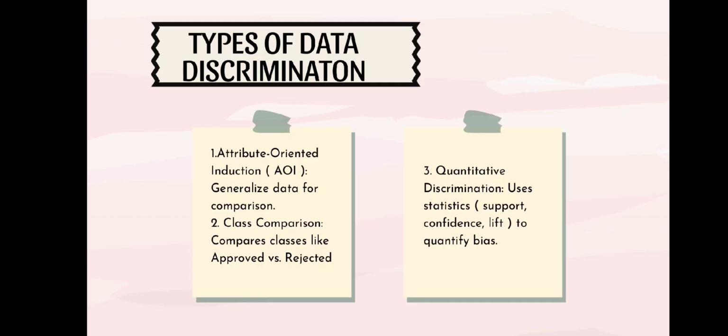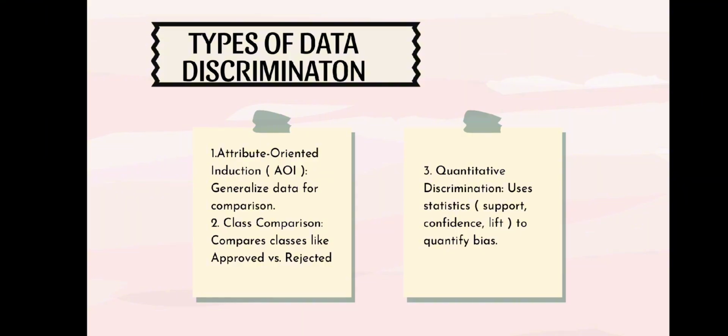So this is the visual representation of the discrimination process: from raw data, pre-processing, class comparison, identify disparities, and report biases. So these are the types of data discrimination. Number 1, the attribute-oriented induction. Number 2, the class comparison. And number 3 is the quantitative discrimination.